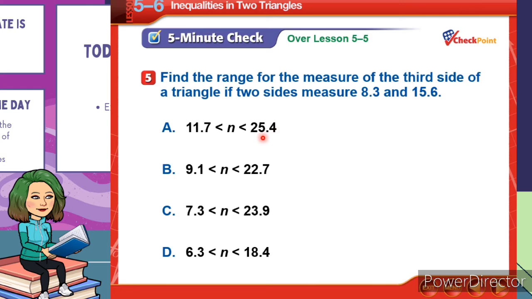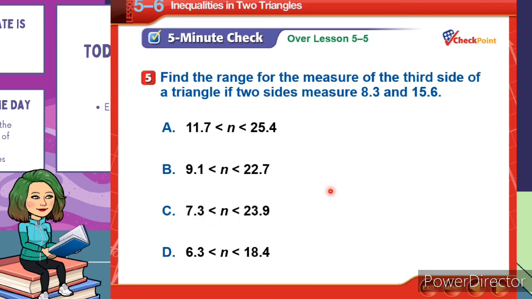How about this one? Meron pa tayong 25.4. Mas malaki siya kay 23.9. Tingnan natin dito. 11.7 plus 8.3. Kaya lang dito, ang kapartner ni 23.9 ay greater than 7.3. Eh di ang kasunod nito ay pwedeng 7.4 kasi mas mataas din sa kanya. Tingnan natin. 7.3. So, kasunod niya ay 7.4.